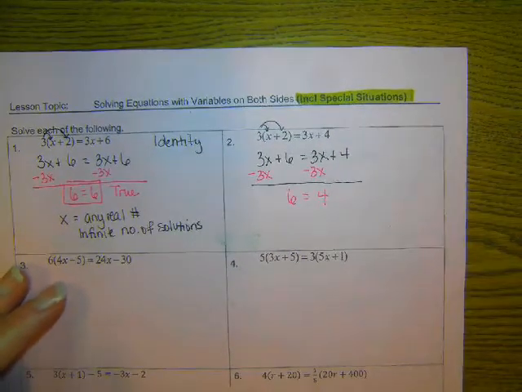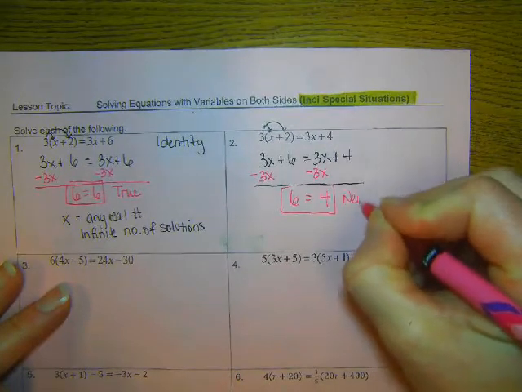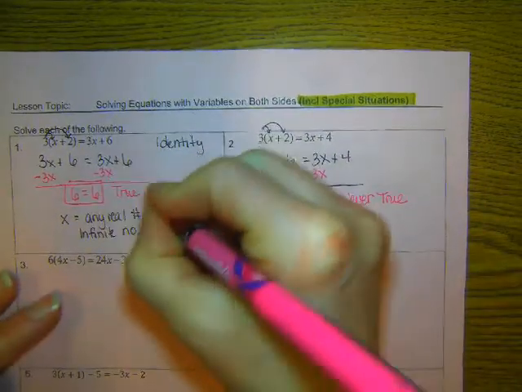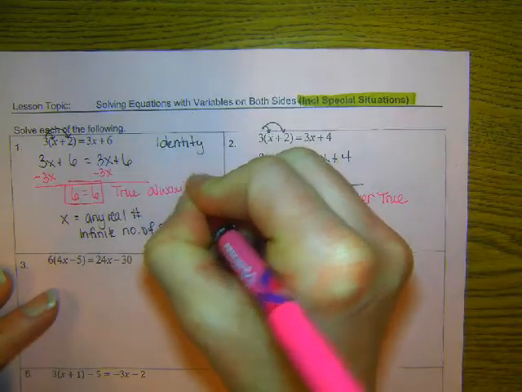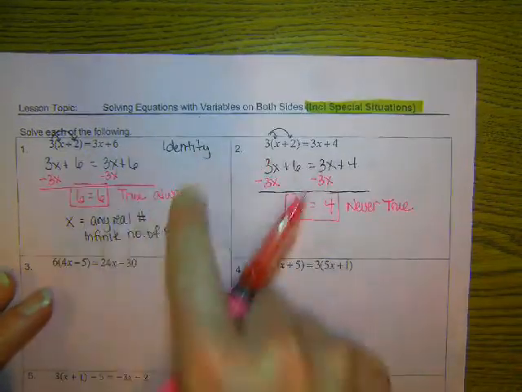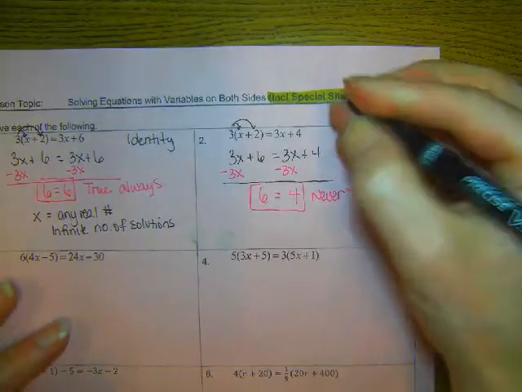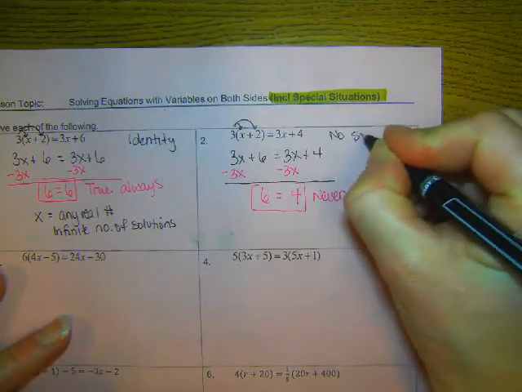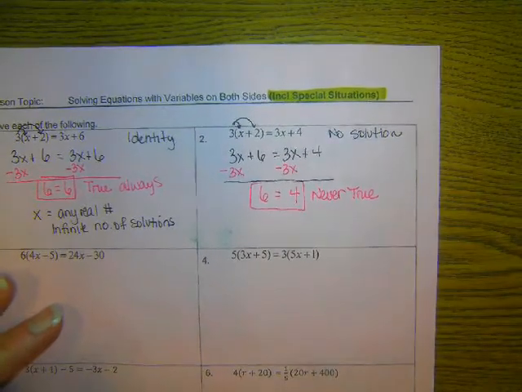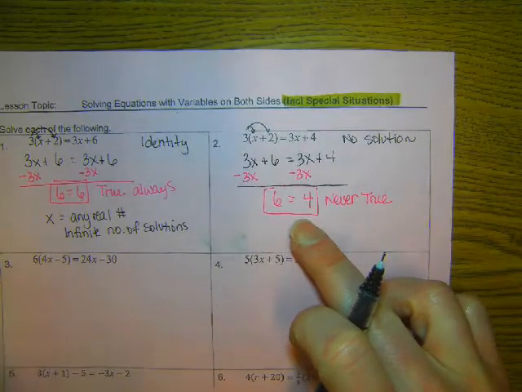Okay, does 6 equal 4? No, this is never true. Okay. So almost think of it as this over here was always true. I could put anything in for x, and I'm going to get an infinite number of answers because this is always true. But this time it's never true. What that means is this has no solution. There is nothing you could ever put in for x that will ever make it true, because it results in a false statement. 6 is never equal to 4.